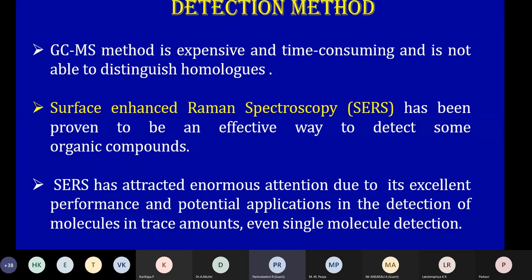And when you use a nanomaterial, when the light is absorbed by the nanomaterial, that vibration will be enhanced. So the Raman signal gets enhanced, and due to that we can easily find what molecules, even a single molecule, are present in the compound. That technique we call surface enhanced Raman spectroscopy. This has attracted enormous attention due to its excellent performance and potential application in the detection of molecules in trace amounts, even single molecule detection.